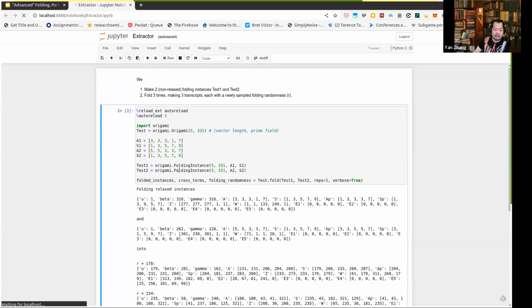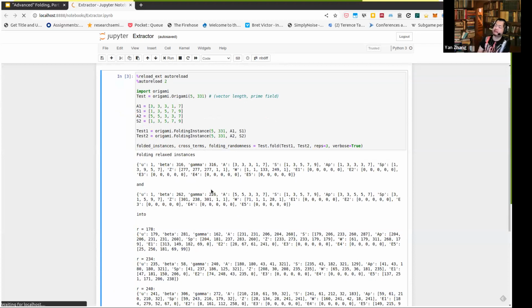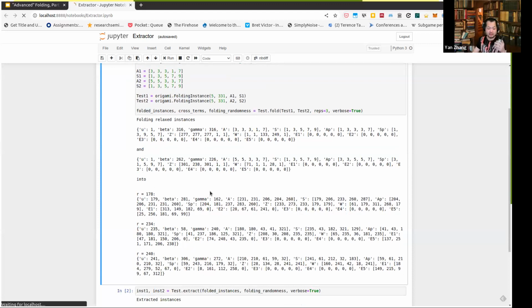And one thing we'll do is fold them 3 times. This has to do with the fact that, if you're familiar with the soundness proofs of these cryptographic protocols, we always have a concept called an extractor, where you want to extract multiple transcripts and see if you can recover the original information. I'll explain that in more detail, but the only thing you need to know right now is that I'm going to do it 3 times and there'll be a reason. So we fold 3 times, using different R's to combine them: 178, 234, and 240.